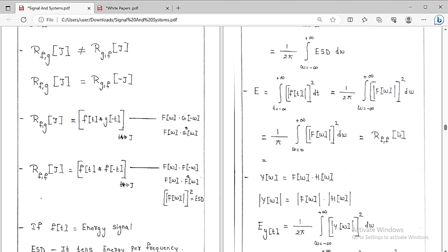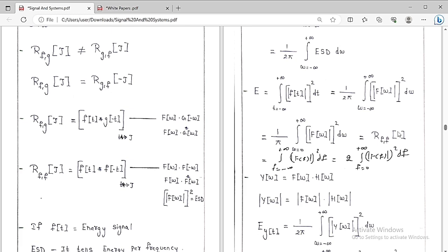So if you substitute and simplify, the 2 and 2 cancel, and we get the energy equal to the integral from minus infinity to plus infinity of mod of F of f whole square df. Or, because the magnitude spectrum is an even function, you can write it like this: 2 times the integral from 0 to plus infinity of mod of F of f whole square df. You can write it in different fashions.